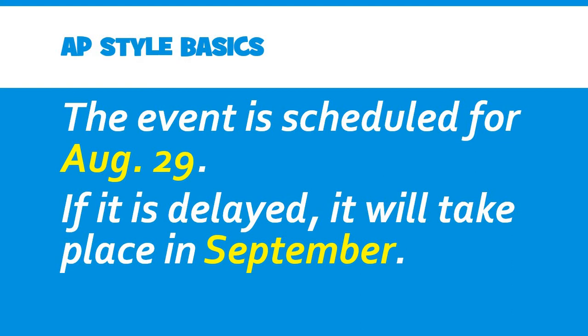Notice that the 29 does not have a TH. It's not 29th. It is simply 29. In AP Style, we do not use the little TH subscript or superscript after the number in a calendar date. Now, that means that you abbreviate months that have a calendar date. You don't when they don't.